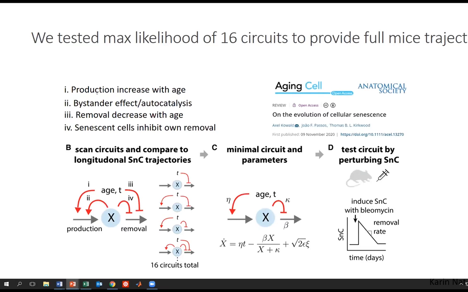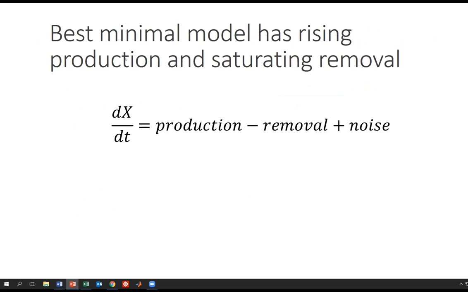So we have 16 circuits, because you have 4 possible effects, could be there or not, 16 possible circuits. And we used max likelihood to explain all those 33 mouse trajectories. And it was quite clear that the best models have the following features. They have production that increases with age, so production rate increases with age, and removal saturates, like a Michaelis-Menten enzyme. So senescent cells slow their own removal. It's not necessarily to have removal decline per se, but senescent cells should slow their own removal.